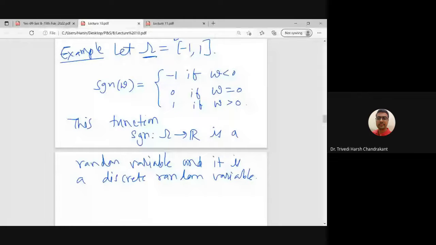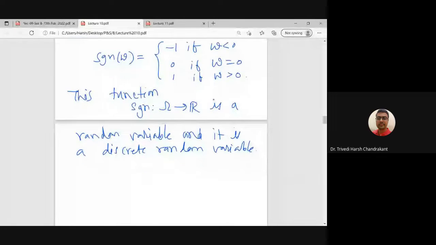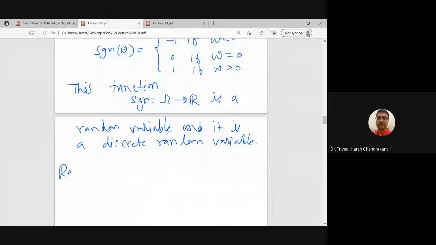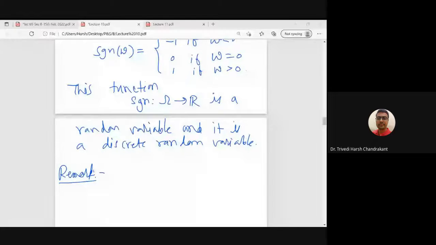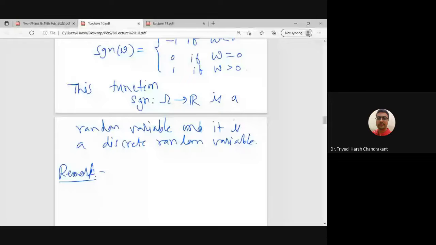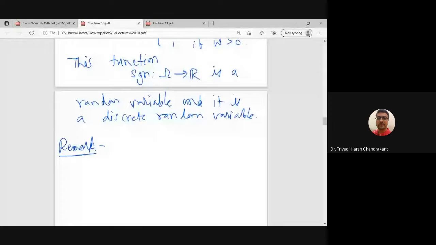So this gives one remark: there are many functions which map an uncountable set to a countable set. You know the ceiling function or step function, or basically the integer part function of a real number. So the image is a countable set, right? It is defined on the real numbers, but the image is a countable set.